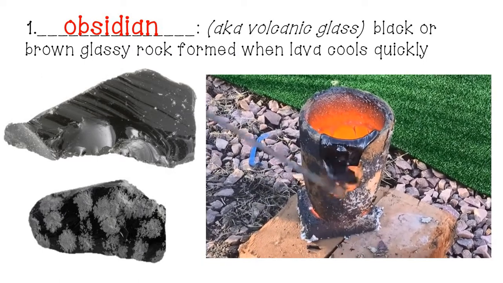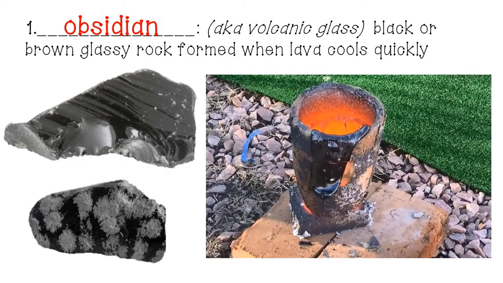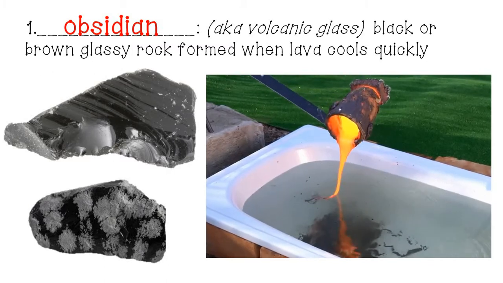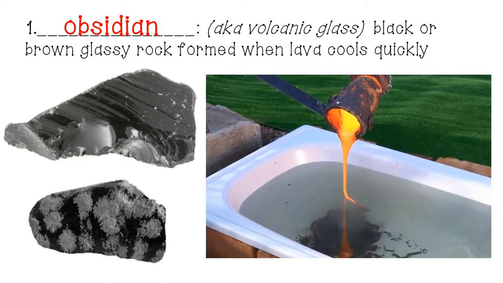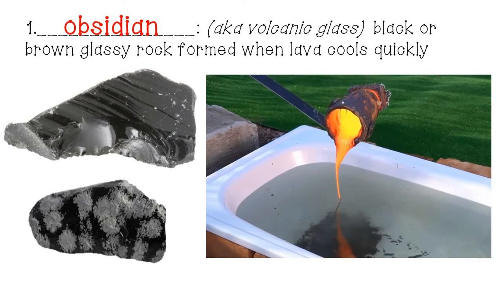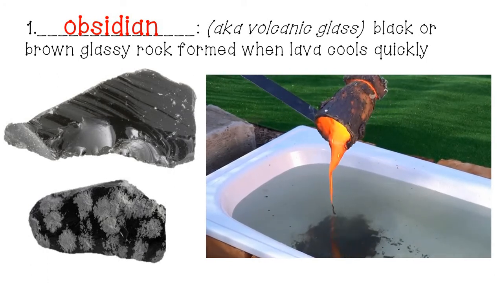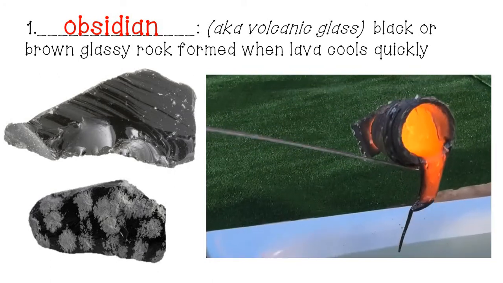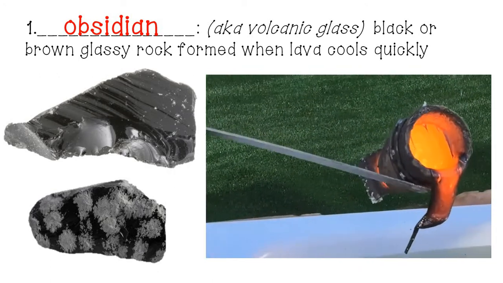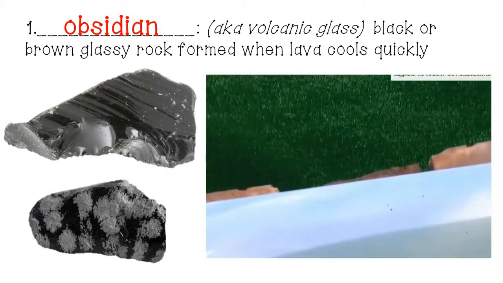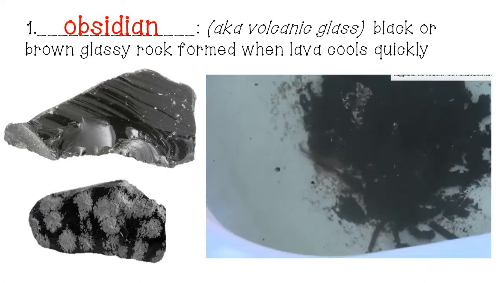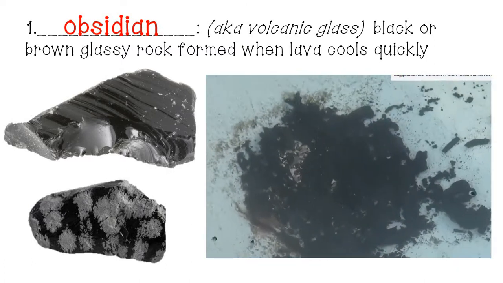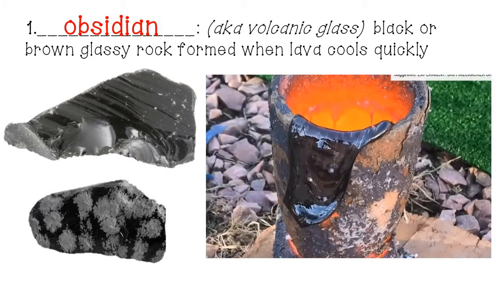In this video, a geologist took some actual melted rock, made their own lava, and dumped it into a bathtub with cold water in it. And as that hot rock hits the cold water, it cools very, very quickly. And because it cools so quickly, it doesn't have time to form any crystals. It just cools into glass, volcanic glass. So that's why obsidian looks so smooth and glassy.